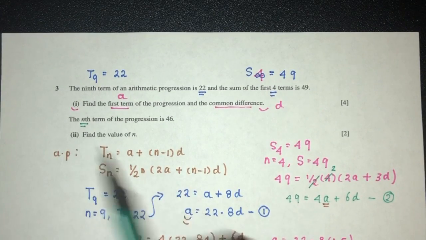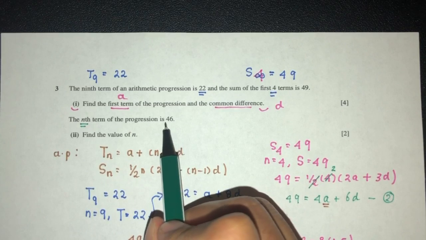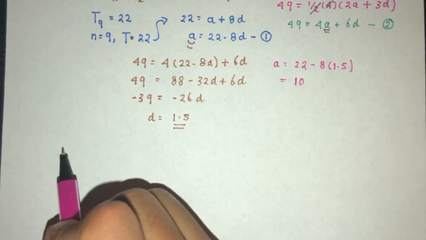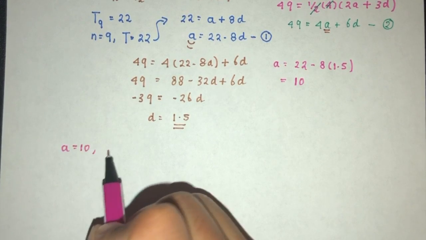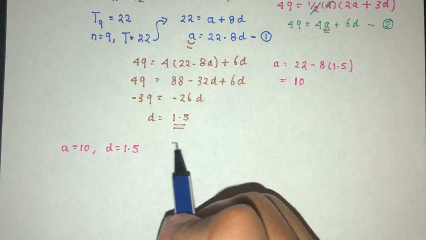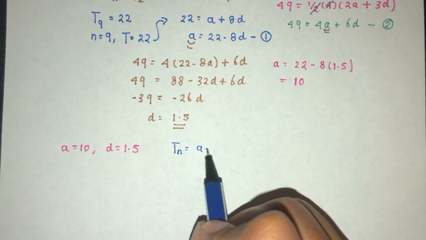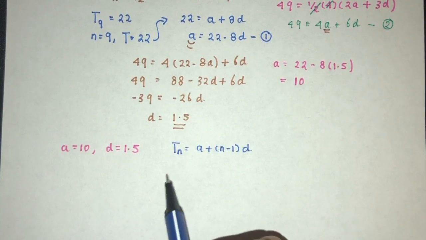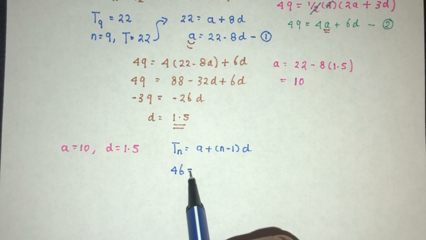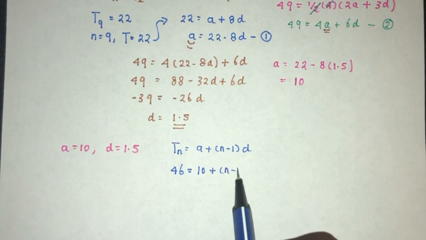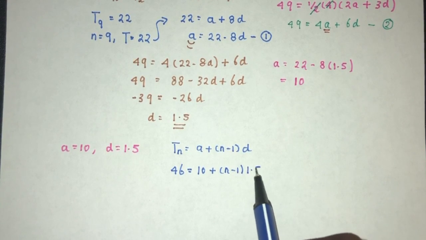Great. Now what else? The nth term of the AP is 46. Find the value of n. So pretty easy. Now since we know the value of a is 10, the value of d is 1.5, and we know the formula for the nth term is a plus n minus 1 times d. Now we know the term is 46. We have to find the value of n. So a is 10 plus n minus 1, which we don't know, times d, which is 1.5.